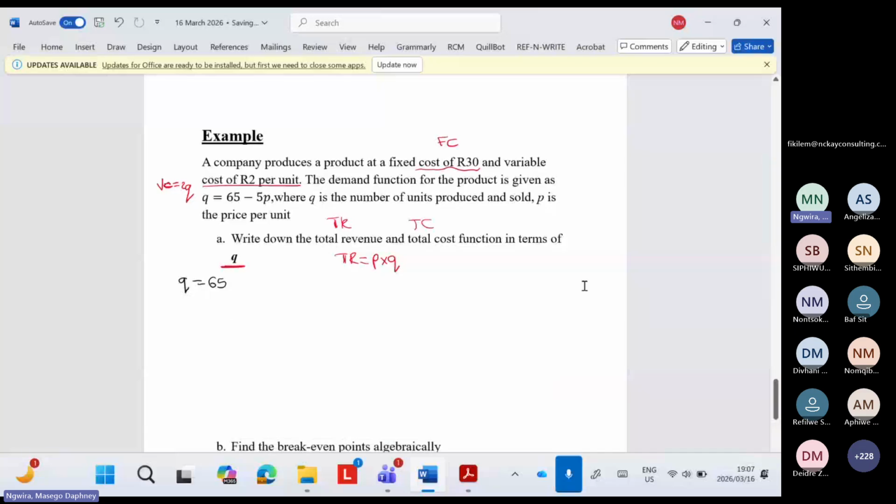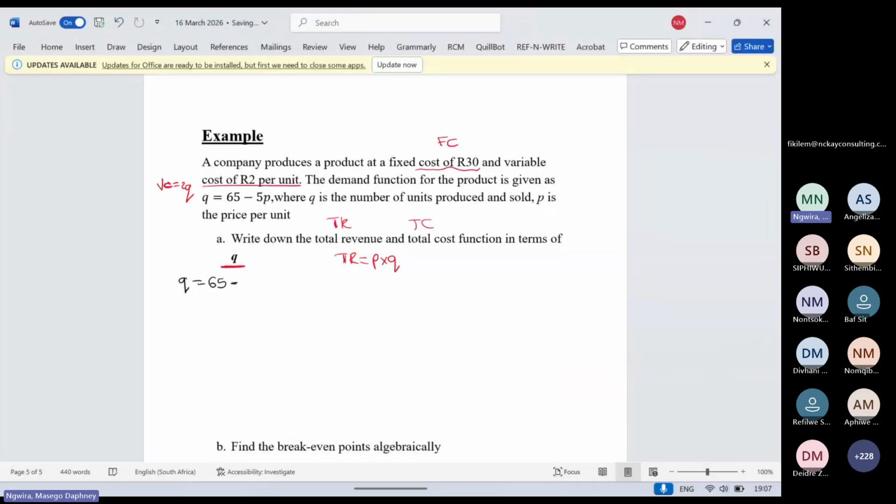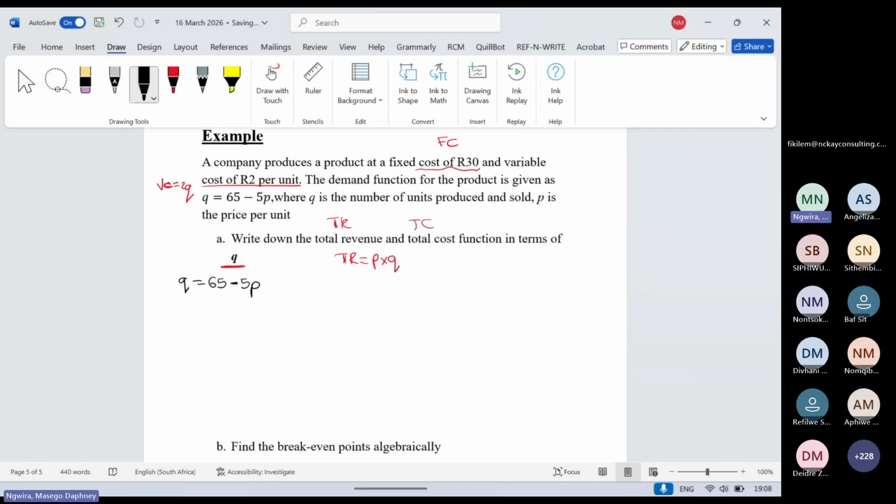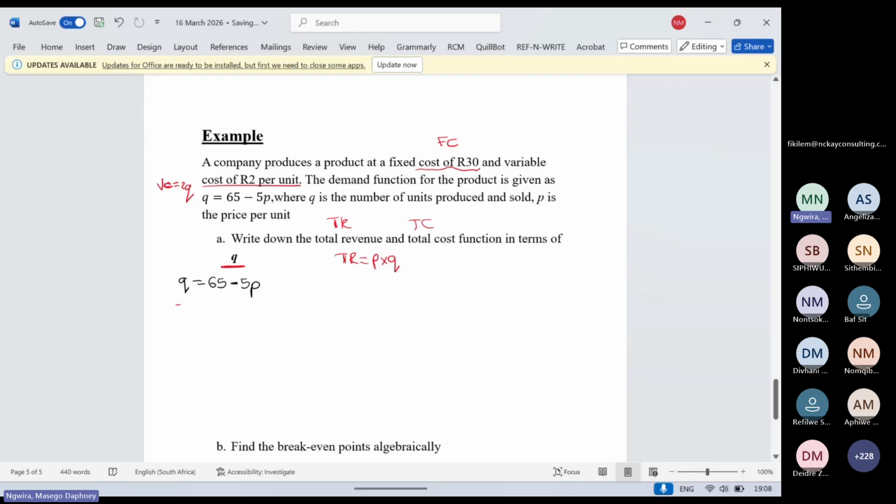It's 65 minus 5P. So now I need to make sure that my P is on the left and this one goes that way. So I'm going to swap them first. When I take this to the other side, it changes the sign. It becomes a positive 5Q.